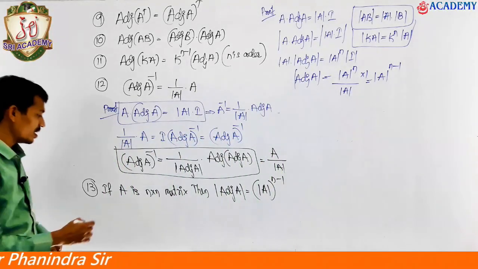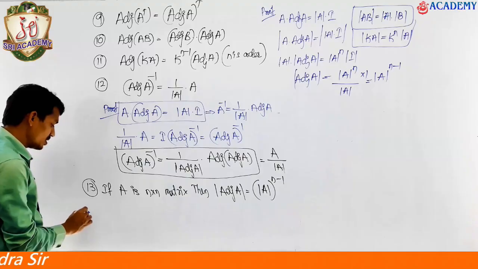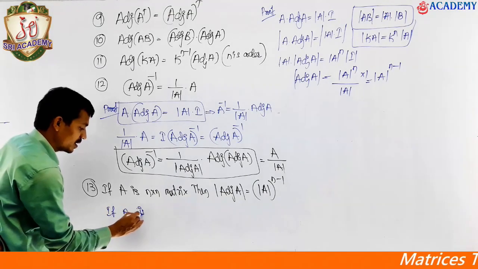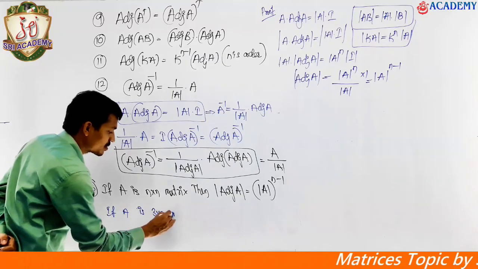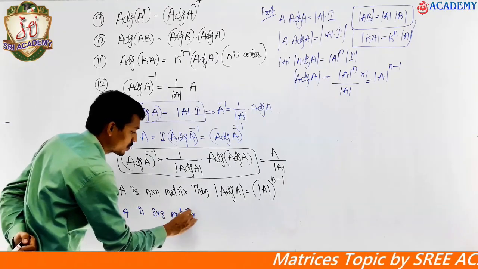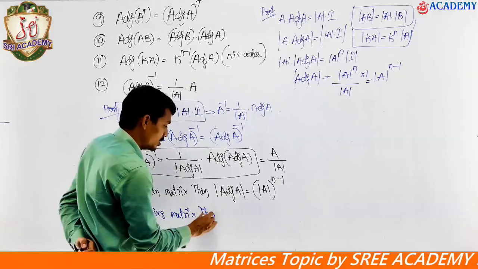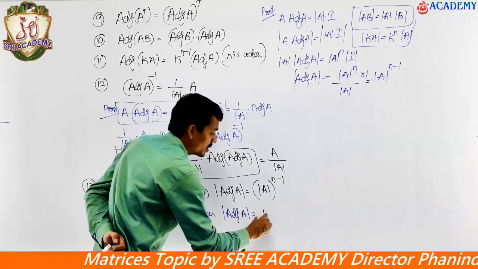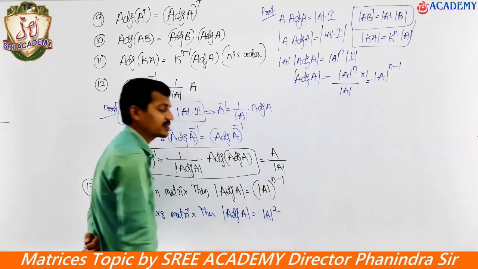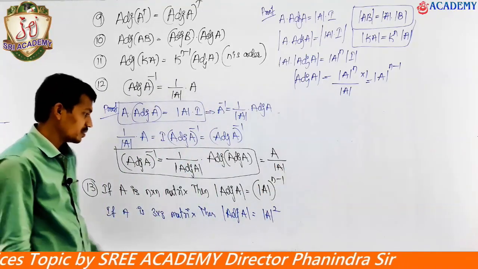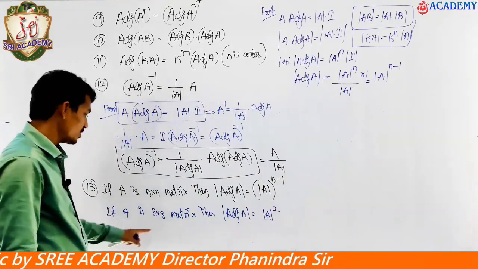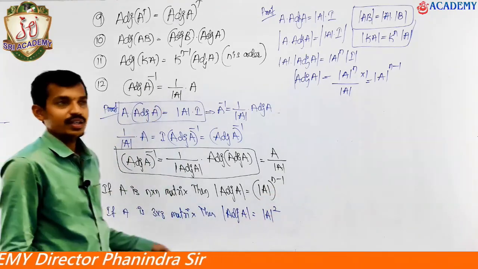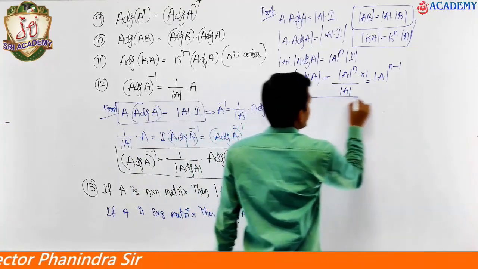Suppose he gives that A is a 3 by 3 matrix, then determinant of adjoint of A is going to be determinant of A whole square, simply determinant of A whole square only. If it is 4 by 4, determinant of A whole to the power of 3. If it is 5 by 5, the power is 4. He will give the questions based upon this.